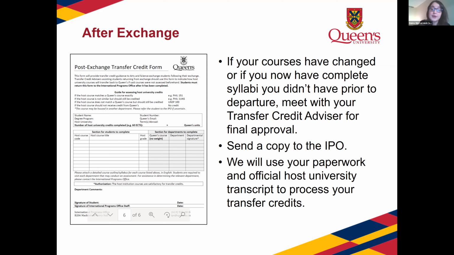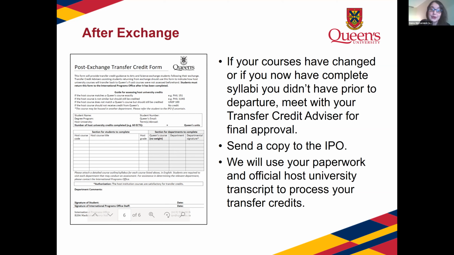So you're going to follow very much that same process that you would with the pre-exchange transfer credit form. It's a PDF fillable. You can fill this out on your computer. You'll send it along with your syllabi to your transfer credit advisor. And again, our package tells you who that person is. And then when that's all complete, they'll send you the signature back.